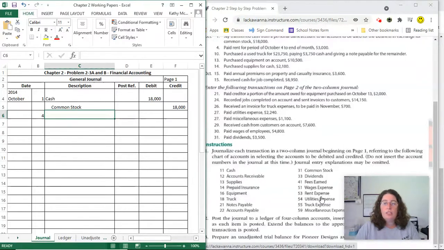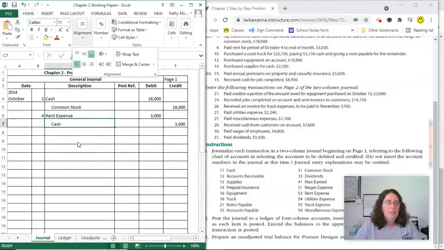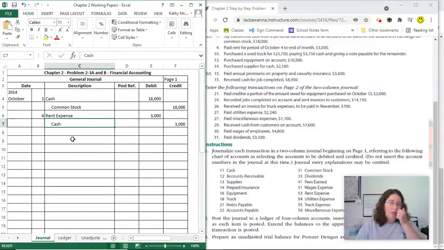And we know that our expenses are debited. Okay, again, we learned that in the PowerPoint. So we're going to list our rent expense, which was $3,000. And we said before our credit is cash because we paid cash for $3,000. If you are handwriting this, you would just automatically indent that when you write it. On the computer, it takes a couple more steps. So again, paid rent for the period of October 4th to the end of the month. We debited rent expense and we credited cash.